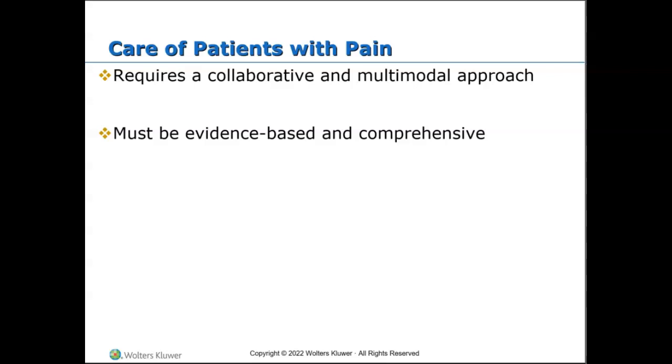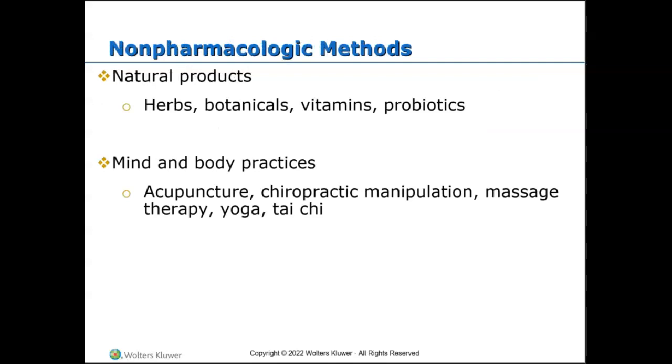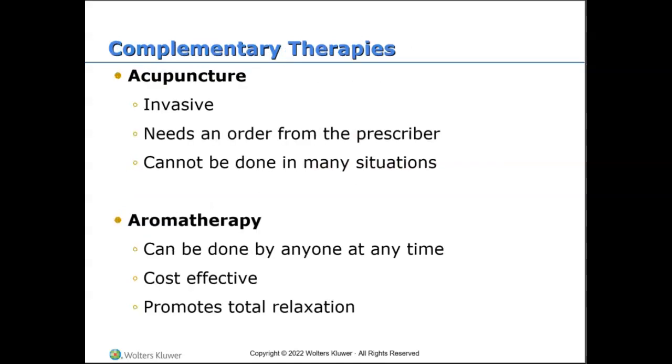Obviously, it's a collaborative approach to treating pain, and obviously we have to use evidence-based practice, and it's very comprehensive, and we've discussed that in the last video in detail. There are some non-pharm measures that patients and families may be on: herbs, botanicals, vitamins, probiotics. We talked about that a couple weeks ago, right? So we need to be aware of those as well, and always asking about over-the-counter things that patients take to help with that. And we talked about the mind and body practices in our last video with massage therapy, acupuncture, and all that, right? So we won't cover that now.